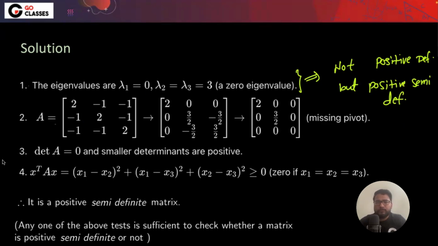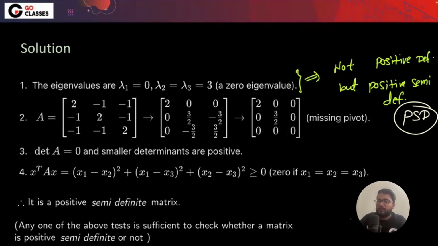Okay. So this is called PSD, right? From now on, we can use the short form. It is called PSD, positive semi-definite. Now, if you use the second test where you find the pivots, the pivots are 2, 3/2, and 0. So here, one of the pivots is equal to 0.